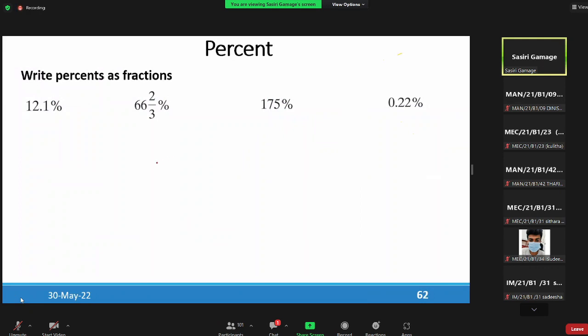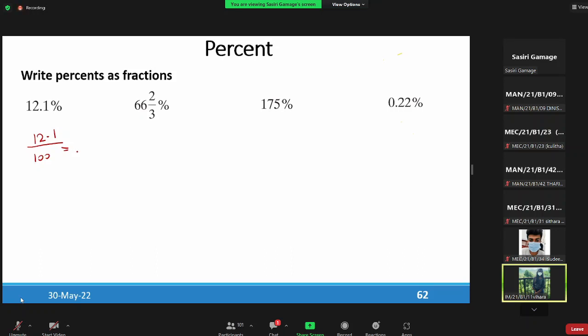Then here first we forget about the percent, then we can write it as 12.1. Then here divide by 100. Then what's the simplest form here? How can we keep it? What is the answer? Can you say? 0.121. Yeah, it's with the decimals.